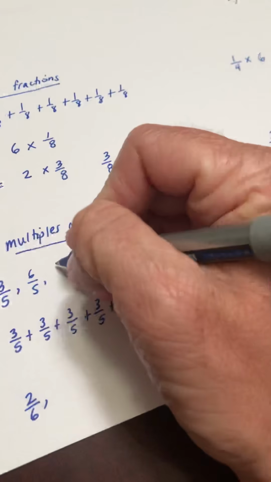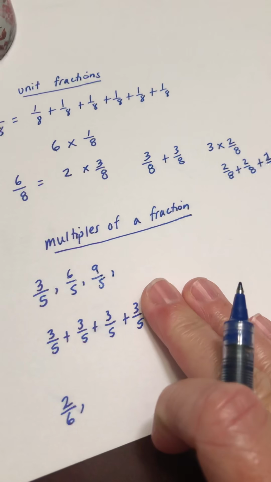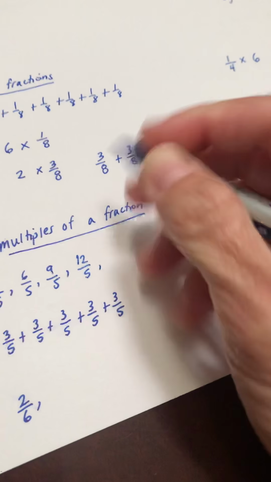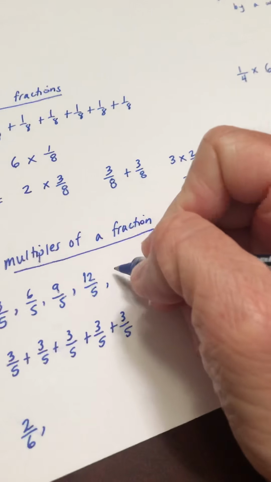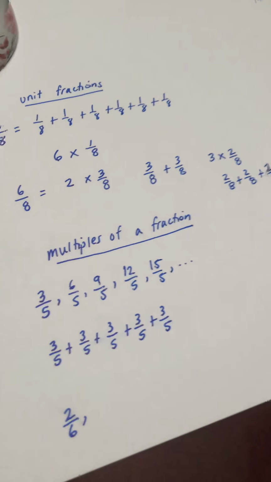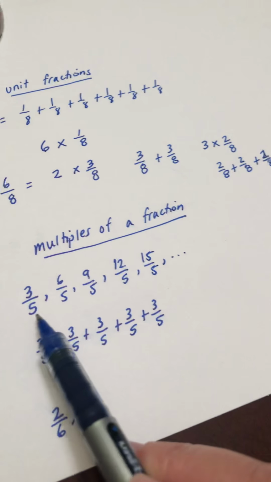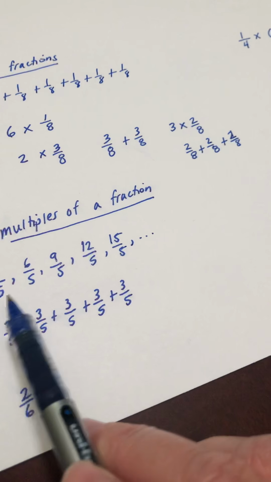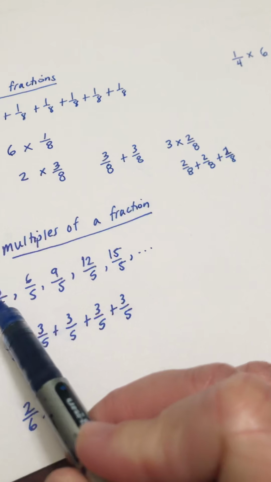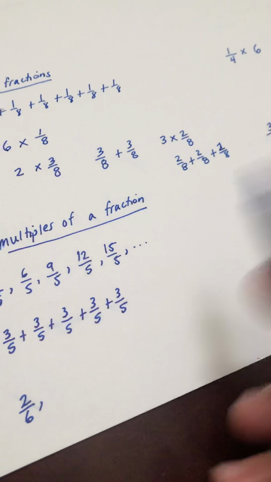3 3/5 pieces would be 9/5. 4 3/5 pieces, 3, 6, 9, 12, would be 12/5. And 5 3/5 pieces would be 15/5. And this could continue on as long as we wanted to multiply. So one thing we'll notice here is that our denominators are not changing. These are all just the size of the piece, and those remain consistent. What does change is our numerator, and all of these become a multiple of 3. 3, 6, 9, 12, 15.